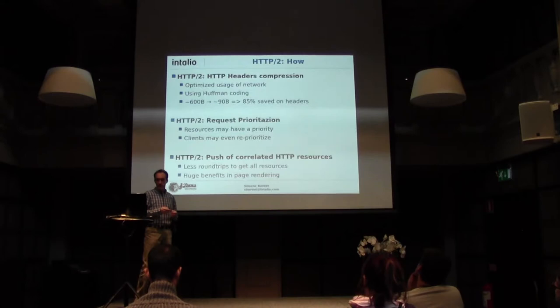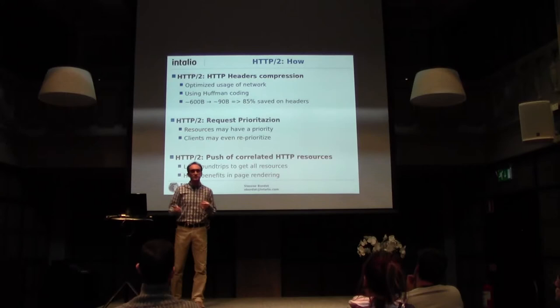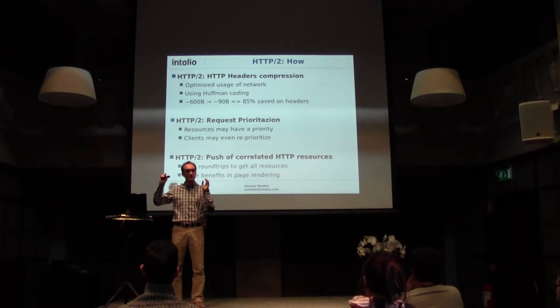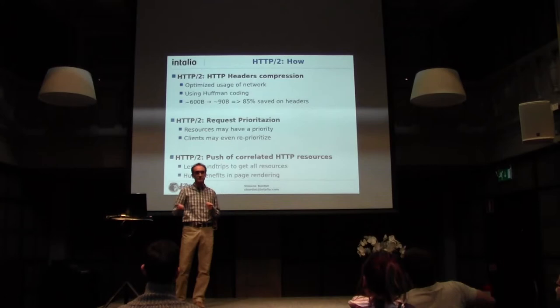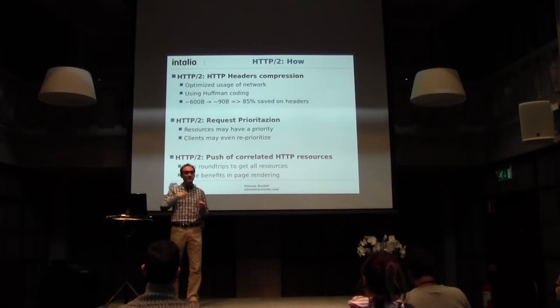But it doesn't stop here. HTTP2 does HTTP header compression. Imagine every time you send a request to the server, you're sending a large string, almost 100 characters long, which is the user agent string. It says what kind of browser you have, what kind of operating system, and so forth. It's a very long string, and it gets sent every single request to the server. Imagine cookies. If you have large cookies, then these get sent every single request to the server.